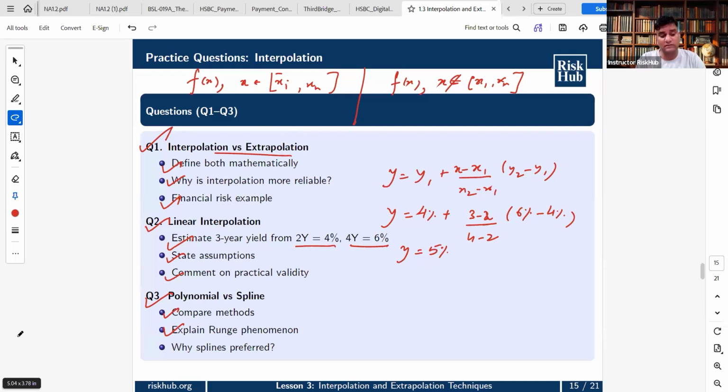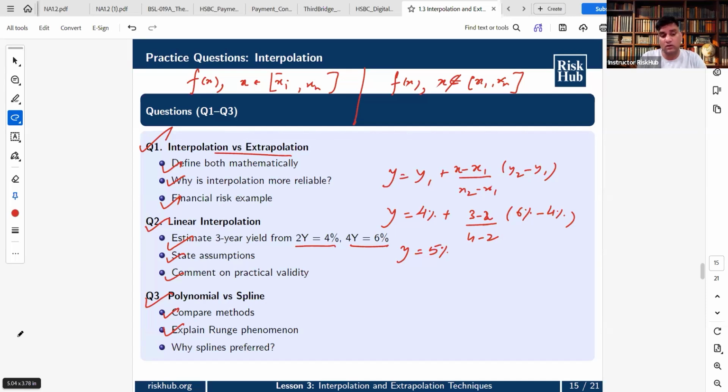Example, if your curve is a yield curve, bad oscillation can produce unrealistic forward rates. If your curve is a volatility curve, you get arbitrage-like volatility shapes. If it's a credit curve, you get strange default probability patterns. The conclusion is splines are usually preferred for yield curves and your volatility surface, right? So remember that point. Okay.